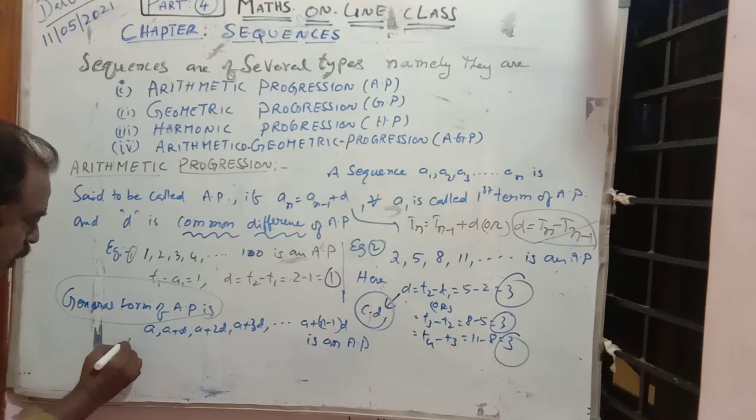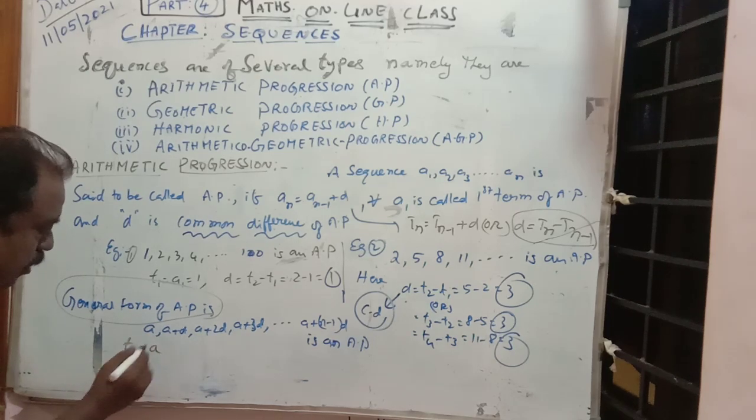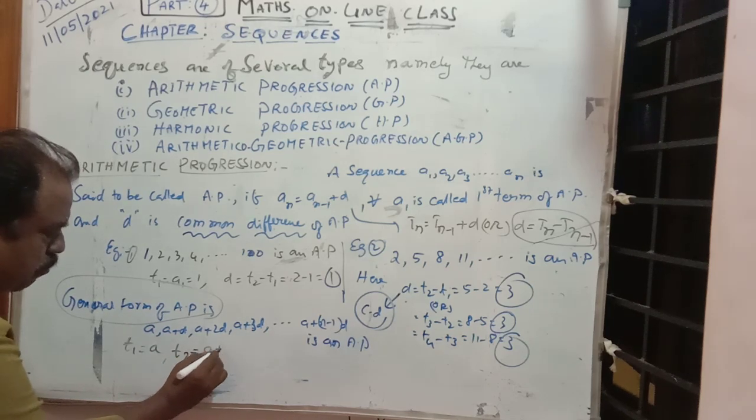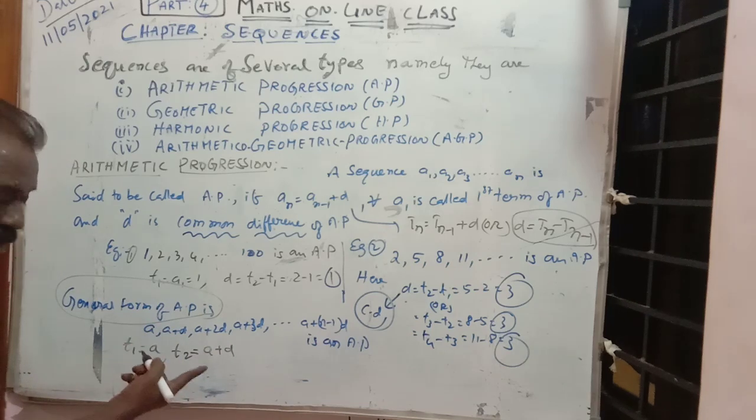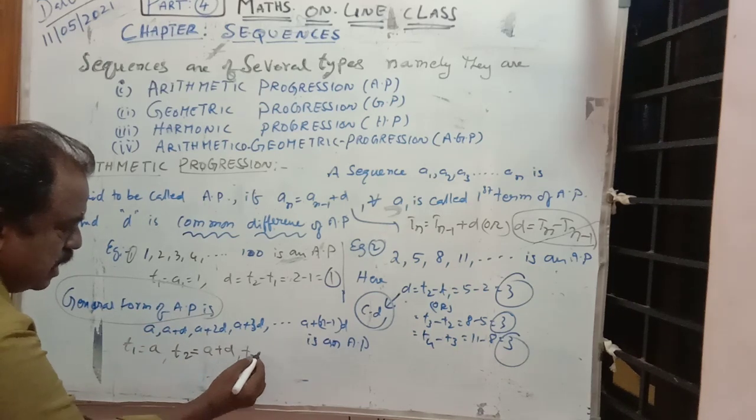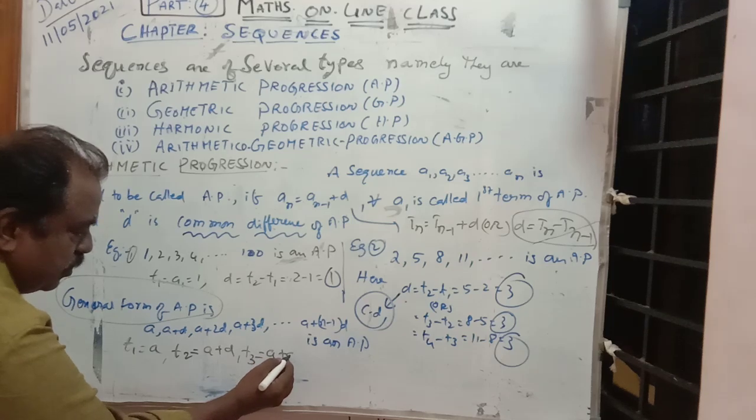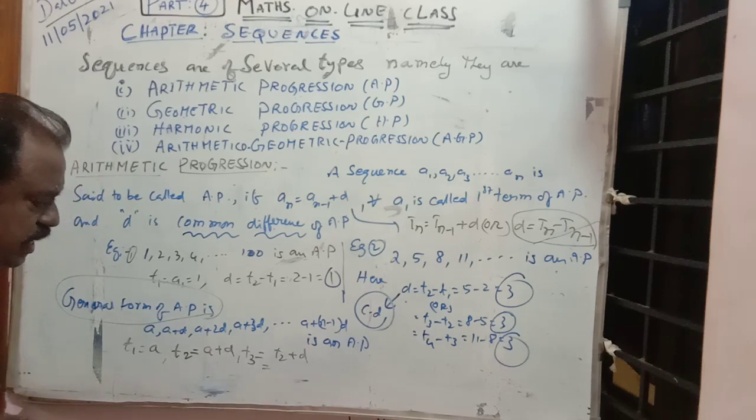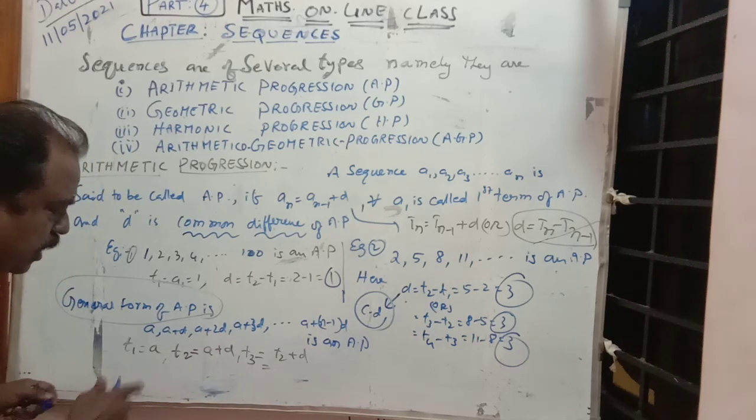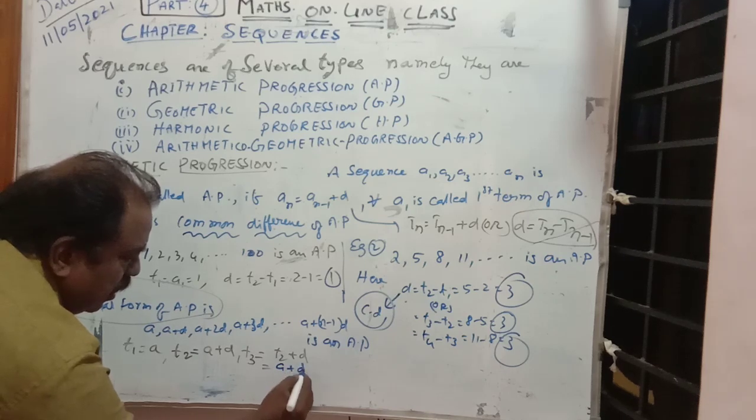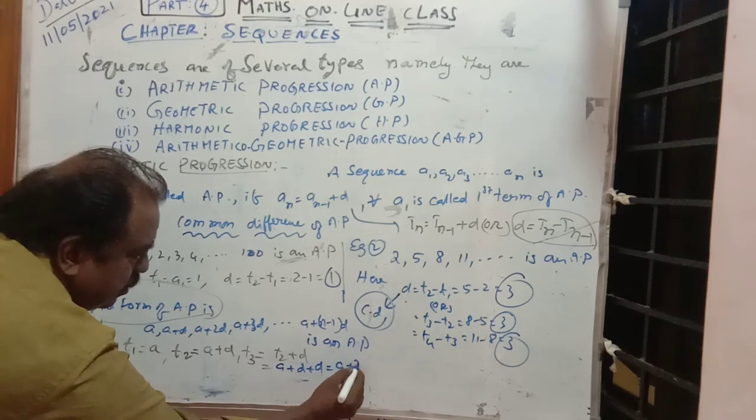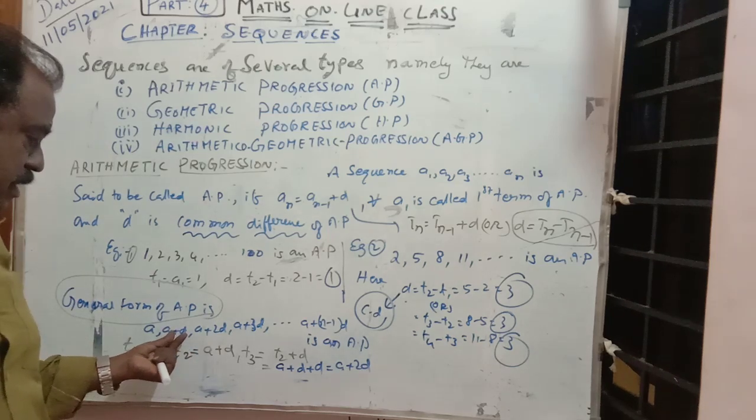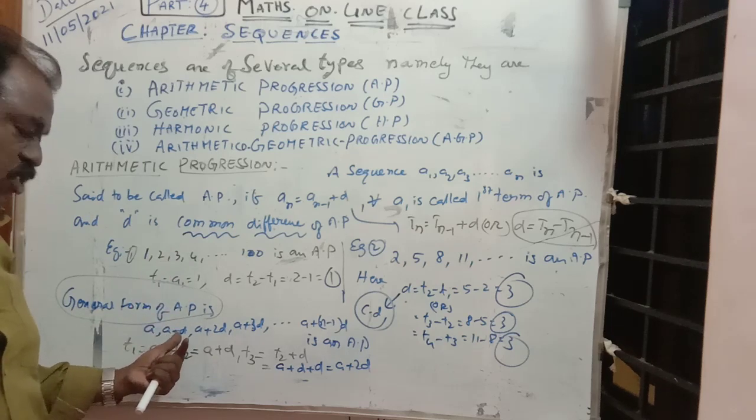Here T1 is equal to A. What is T2? T2 is A plus D. What is T3? The second term plus D. What is the second term? The second term is A plus D. Again D is added, so it is A plus 2D. So each term can be obtained by adding a constant D to its preceding term.